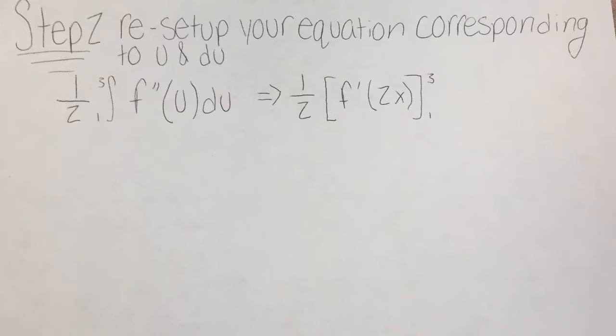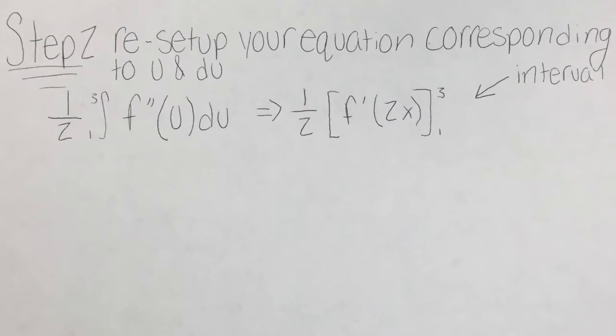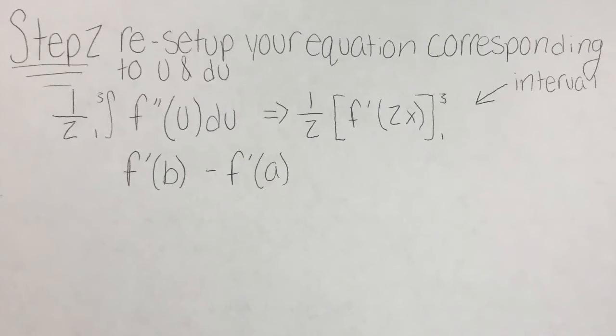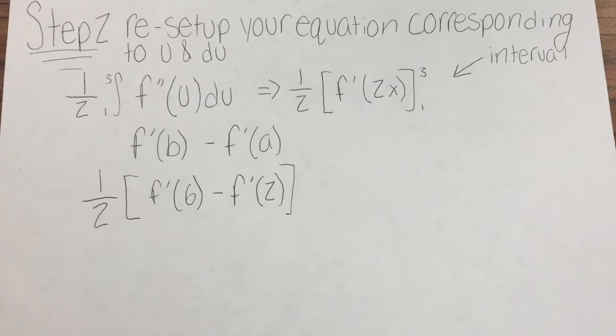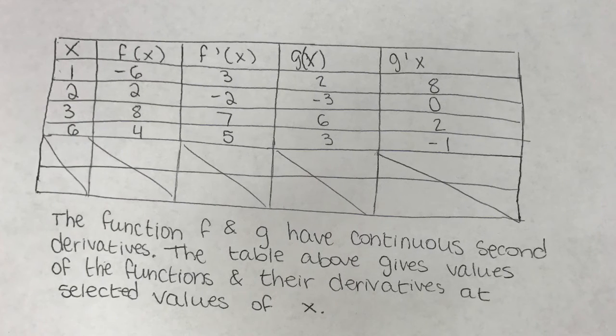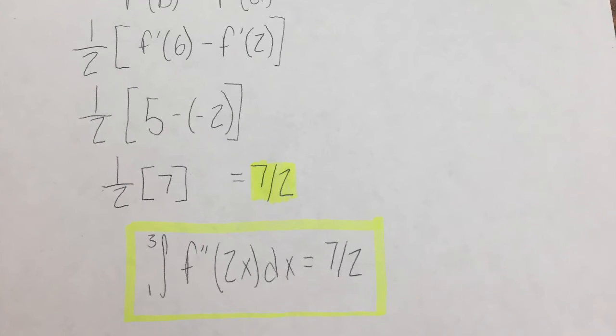This gives you half times f prime of 2x from 1 to 3. You then subtract f prime b minus f prime a. You plug in 6 for b and 2 for a. You then look back at the chart from earlier and plug in f prime of 6 equals 5, f prime of 2 equals negative 2. Then you multiply half times 7, and get 7 divided by 2.